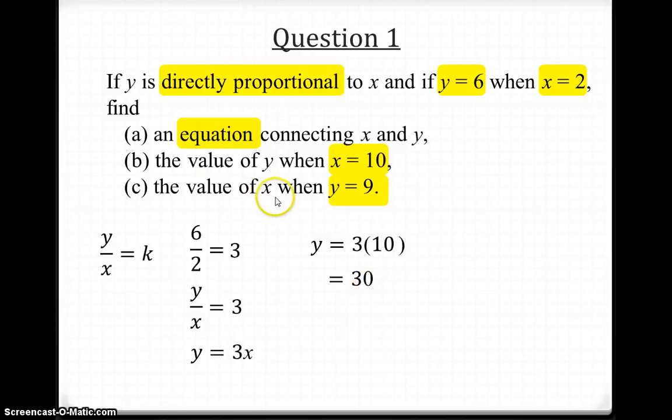C, the value of x when y is equal to 9. Same thing, ask ourselves, do we have the value of x? No, this is what the question is asking. Do we have the value for y? Yes. So substitute it in and solve for x.